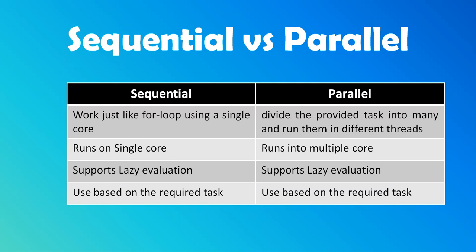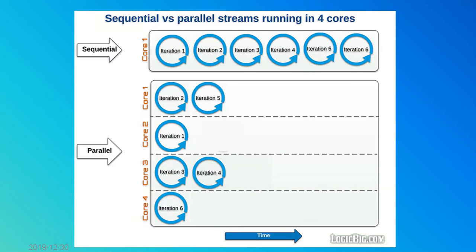Let me show you a simple example so you can see the exact difference between sequential and parallel. Just take a look at the diagram. I took this diagram from some blocks, and it shows the difference. The first one is sequential. It is running in core 1, which is nothing but machine 1 or processor 1. So iterations 1, 2, 3, 4, 5, 6, everything has to happen in sequence order, one by one.